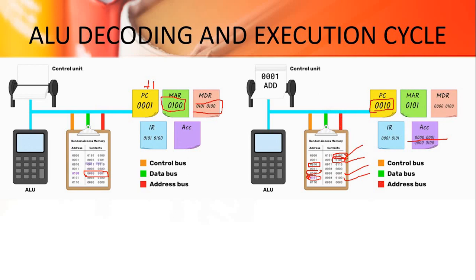From this accumulator it is sent to the ALU unit. What will the ALU do? It's given a command as add. So it will add the 2 datas and store the data in the accumulator as 000 and 0001. That is the result we finally got.